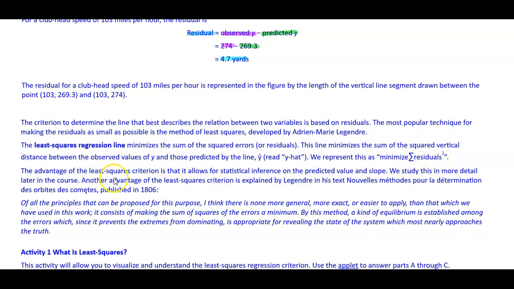The advantage of the least squares criterion is that it allows for statistical inference on the predicted value and slope. We study this in more detail later in the course. Another advantage of the least squares criterion is explained by Legendre in the Nouvelles méthodes pour la détermination des orbites des comètes, published in 1806.